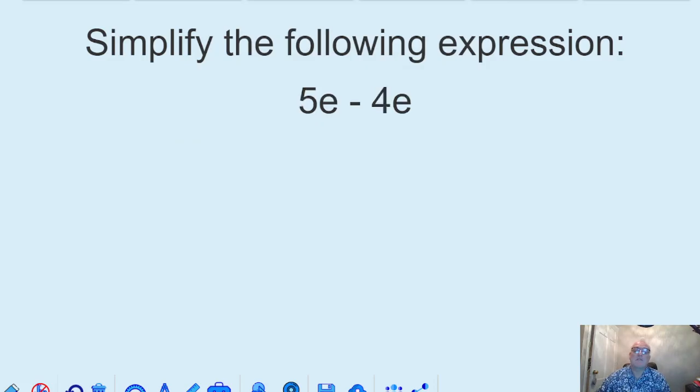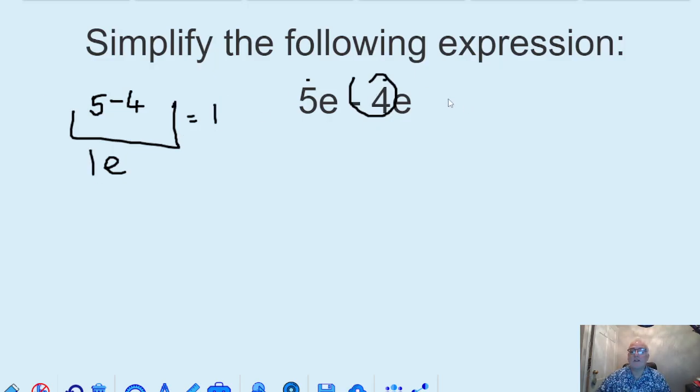Okay, have a go at the next one, see how you get on. Okay, let's see how you did. So there's my pot, and I'm going to put e's in it. I'm going to put my positive value in first. So I've got 5 in there, and then I'm going to take away, bring the sign with it, take away 4. Okay, 5 subtract 4 is going to give me 1. So I've got one lot of e, so my answer is just e.